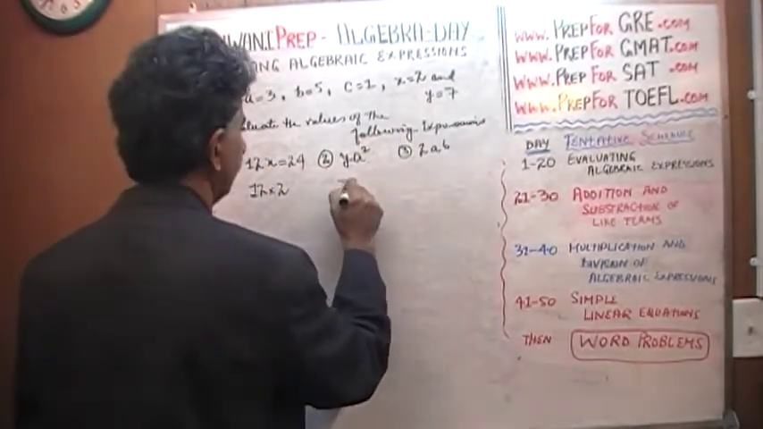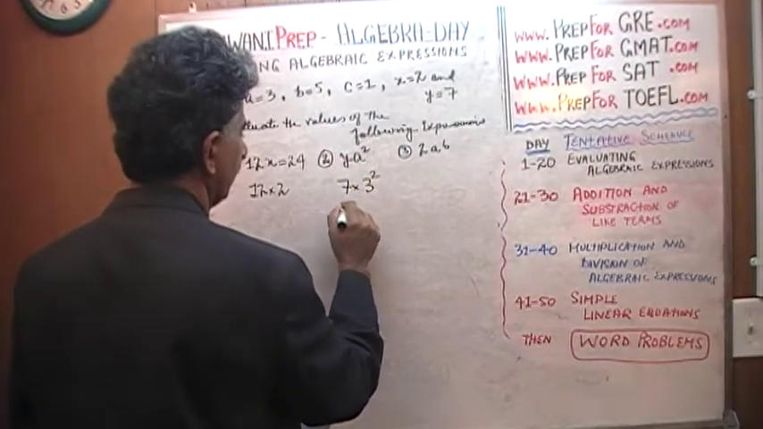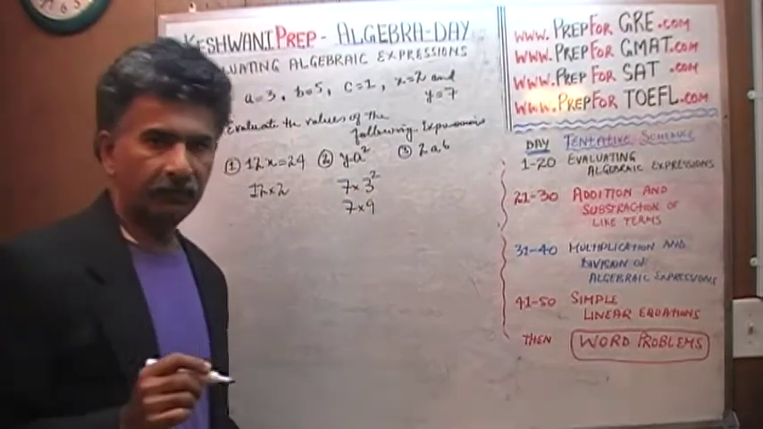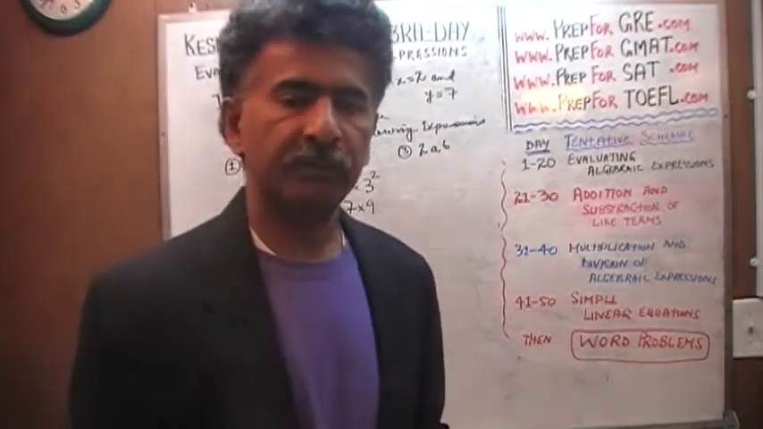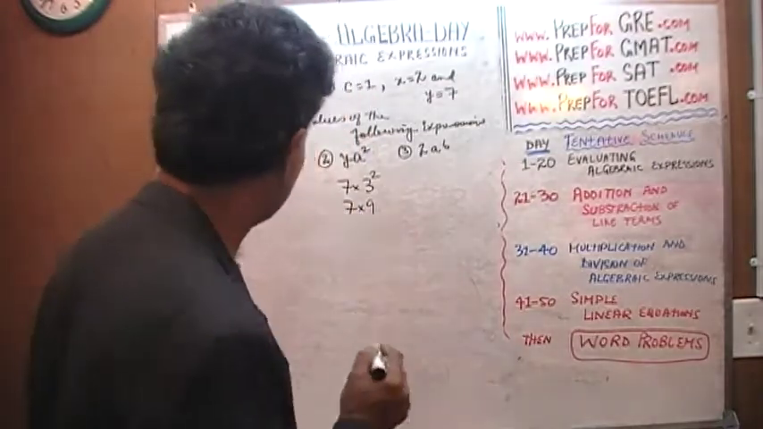Y, which is 7, times a squared, which is 3. 3 squared we know is 9. 7 times 9, well I know that 7 times 10 is 70, so 7 times 9 must be 7 less than 70, 63.